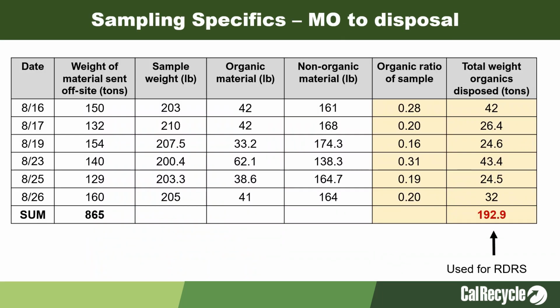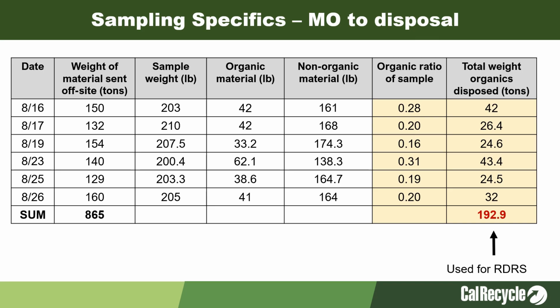Now, MO material destined for disposal left the facility 6 times during the 10-day measurement period for a total of 6 samples. Here in this chart, we have our data from the August 16th sample we just walked through, as well as the data from the 5 later samples. So if we add up the weight of all the organics disposed that we calculated from each outgoing load, we get a total weight of 192.9 tons of organics disposed. This number is what we'll need for reporting in RDRS for the 10-day measurement period.